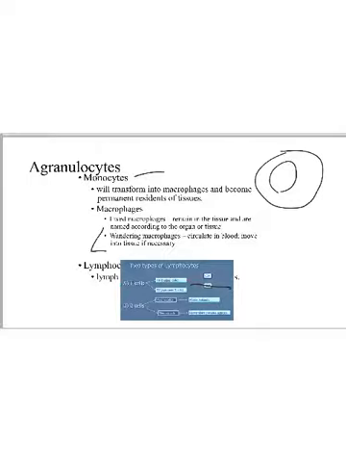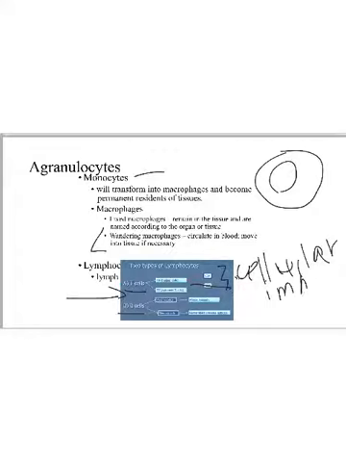Okay, now lymphocytes, we can use this picture. There's two types of lymphocytes: T lymphocytes and B lymphocytes. T lymphocytes are responsible for cellular immunity. And then the B cells are responsible for humoral immunity, so they make the antibodies. We're going to talk about that more.